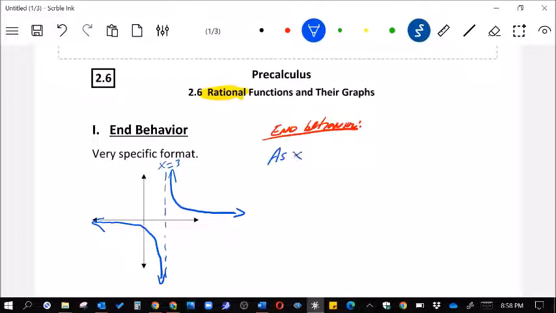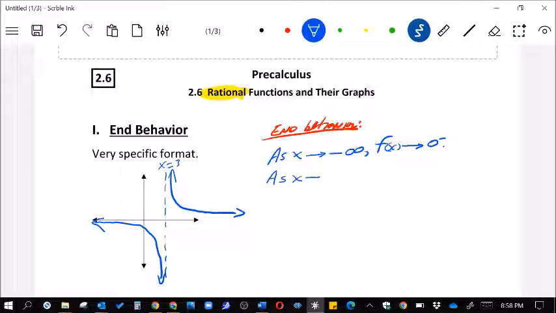As x approaches negative infinity, comma, the function of x approaches 0 from, as we go that way, from the negatives, from below. Let me do a second one of these, and then we're going to analyze what I'm writing.